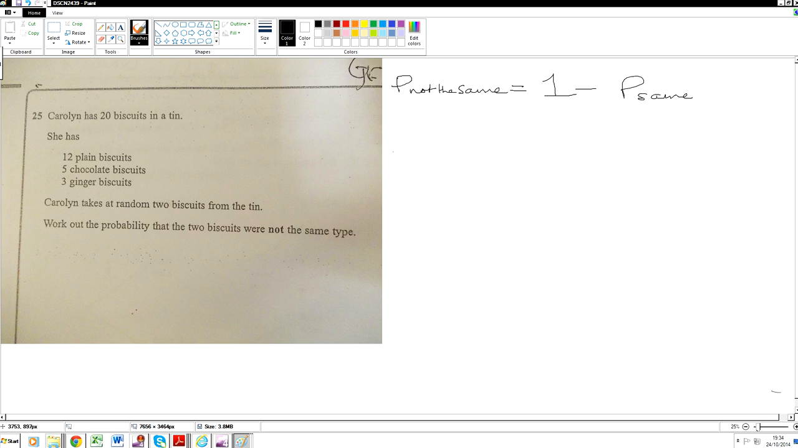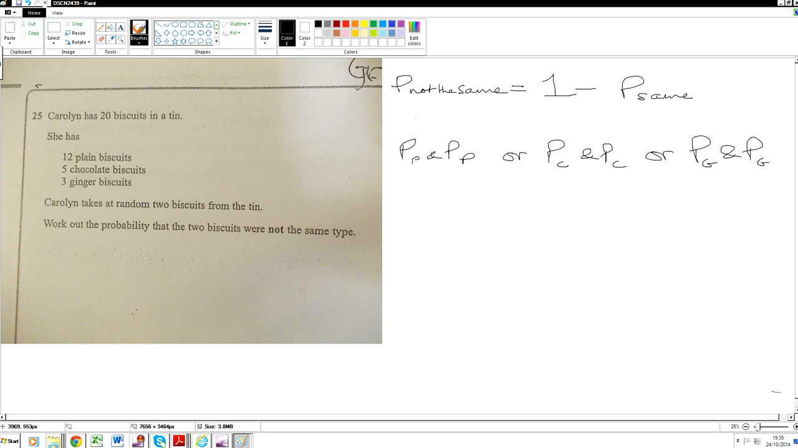So we have the probability of a plain and the probability of a plain, or the probability that we get a chocolate one and the probability we get a chocolate one, or the probability we get a ginger biscuit and the probability we get another ginger biscuit. So what I'm working out here is the opposite of what they've asked me to work out in the question, and I'm going to minus it from 1, and that will give me a quicker solution.